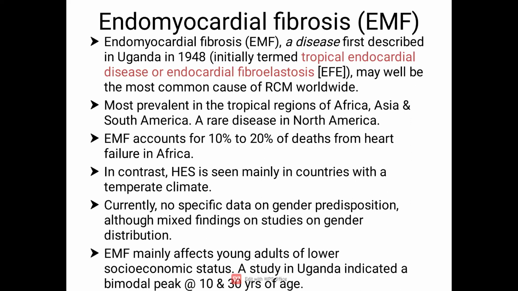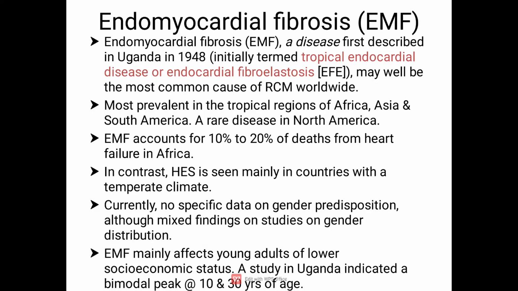It's prevalent in the tropical regions of Africa, Asia, and South America, but it's a rare disease in North America. Whereas Loeffler endocarditis is very prevalent in the northern part of America. Now, EMF accounts for about 10 to 20% of deaths from heart failure in Africa. In contrast, HES is seen mainly in countries with a temperate climate.